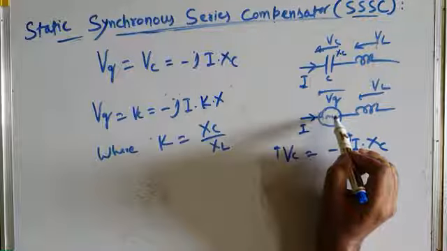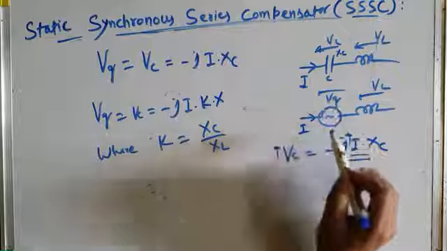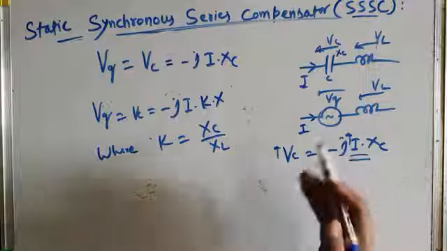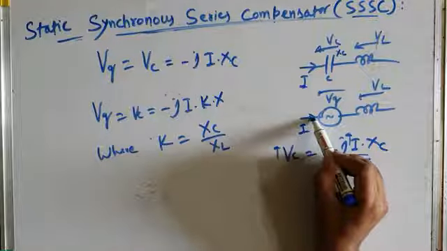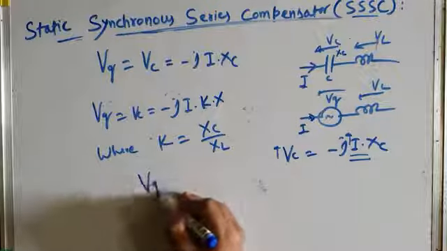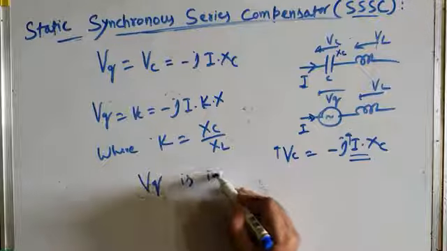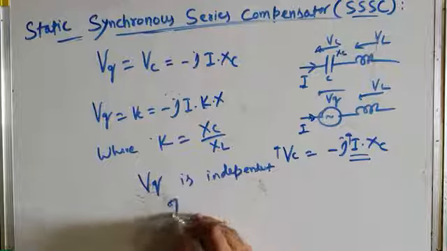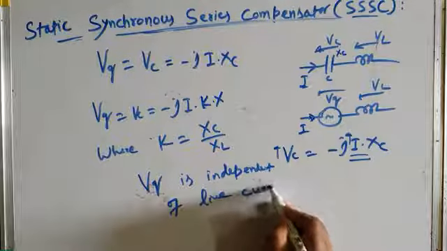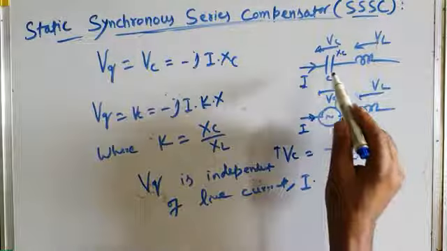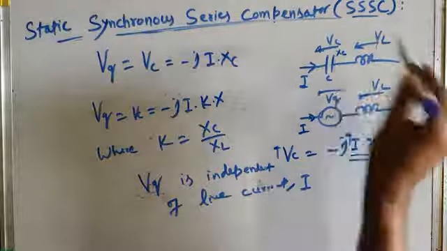But the voltage injected by SSSC is VQ, and this injected voltage depends upon the modulation index of your SSSC converter or SSSC inverter. It is independent of transmission line current. Whatever the transmission line current is, whether it increases or decreases, VQ remains independent of current. That is the difference between the two compensations. So the injected voltage VQ by SSSC is made independent of line current I, whereas in series capacitive compensation it is not independent of current. It changes with change in the current.